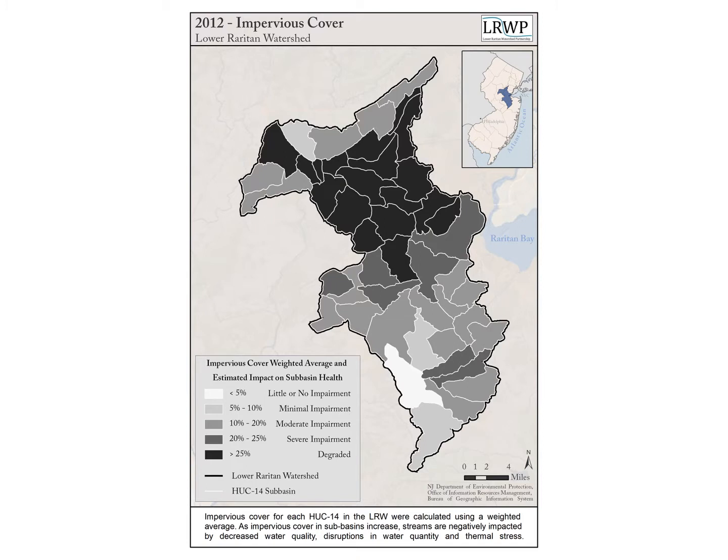This map shows areas where the waterways are most highly degraded in the Lower Raritan and indicates there is only one subbasin where the streams and brooks have little or no impairment because of low amount of impervious surface.